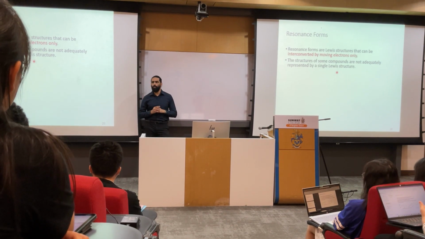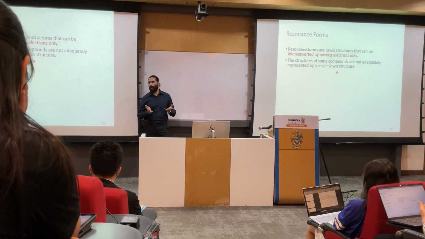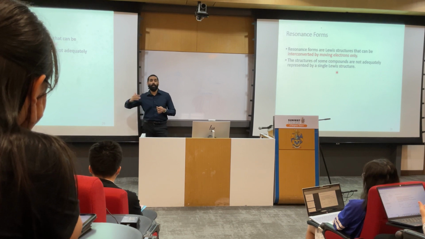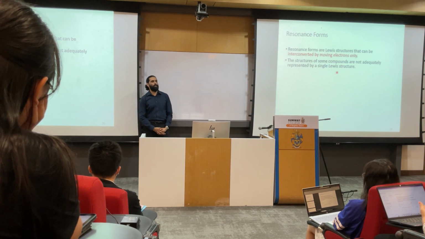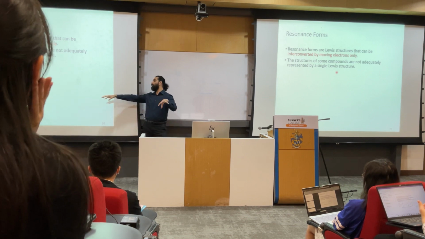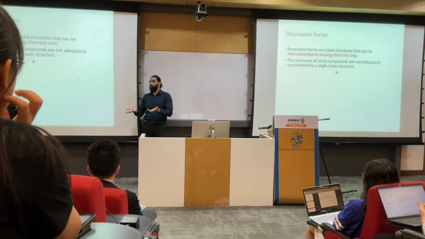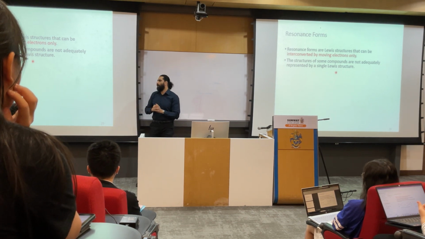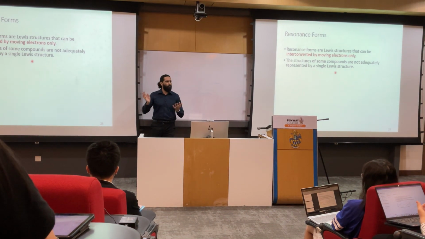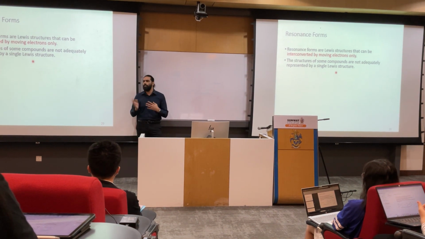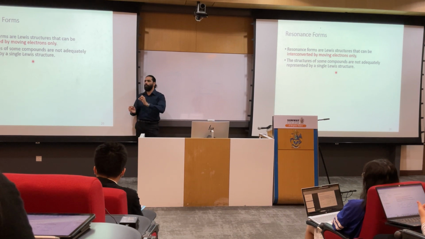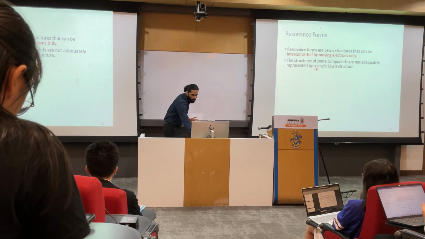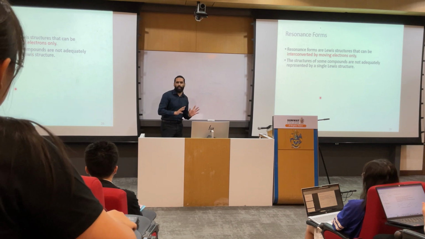So imagine that you drew a Lewis structure of a compound, but then you realize that there could be another Lewis structure for the same compound as well. Those multiple Lewis structures of one possible compound are called the resonance forms of each other. Why are they called resonance forms of each other? Because you can interconvert them with each other only by moving a few electrons here and there. Okay? Let's look at the examples and then it will make a lot of sense.